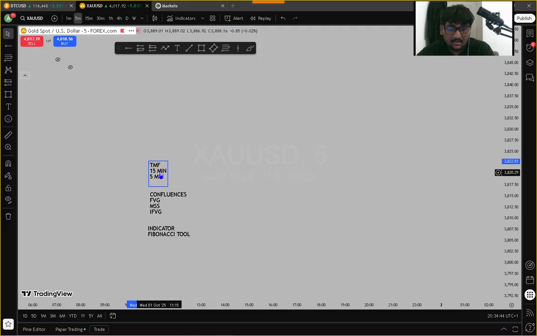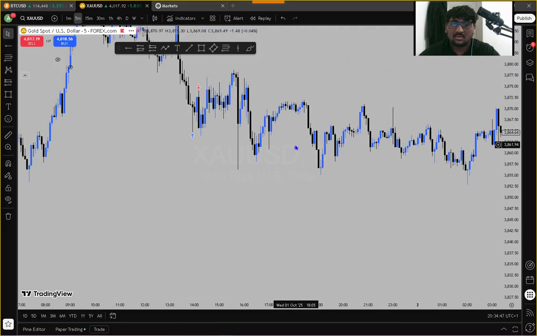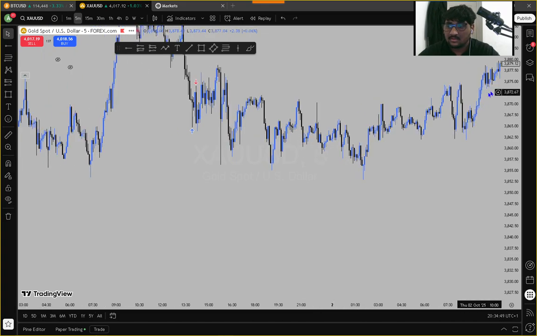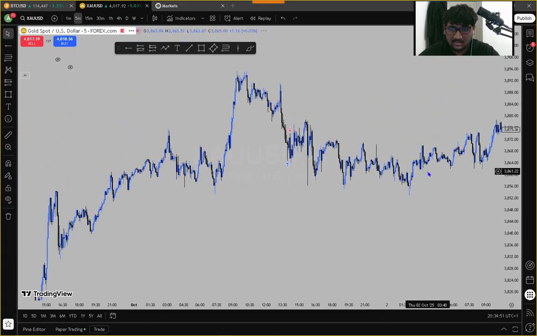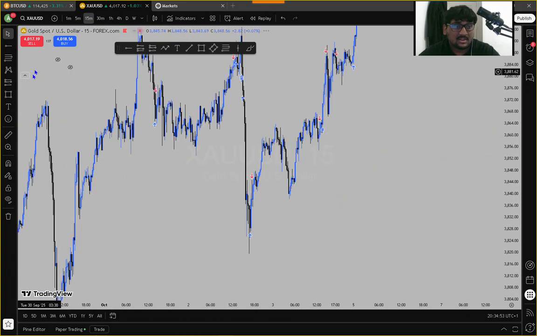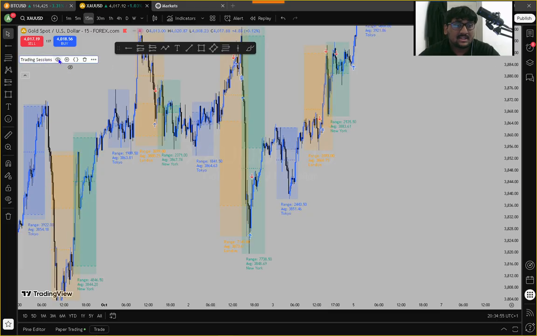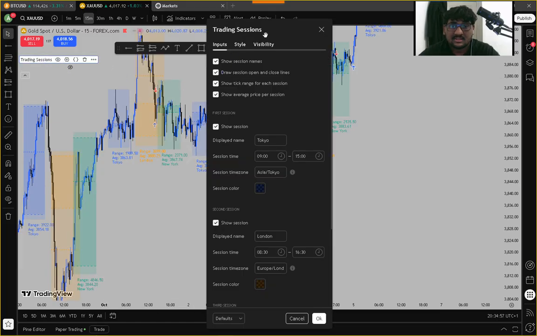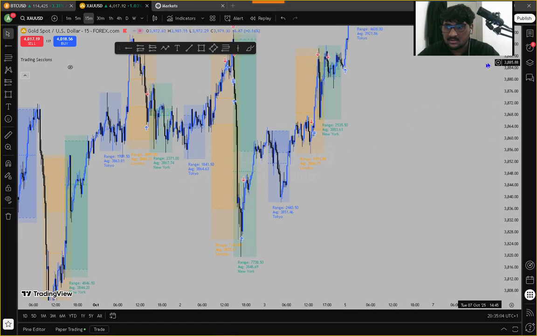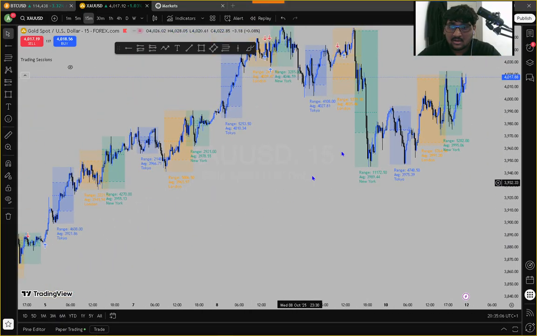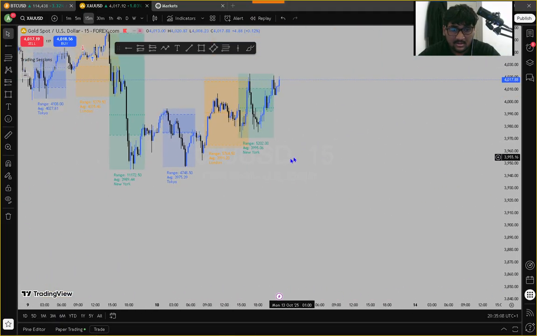Okay, you guys don't believe me, so let me show you with one of the examples. We go into the 15-minute time frame. This is the indicator I use. The name of this indicator is Trading Sessions. Just use it, bro. Trust me, game changer, bro. Okay, let me show you an example here.